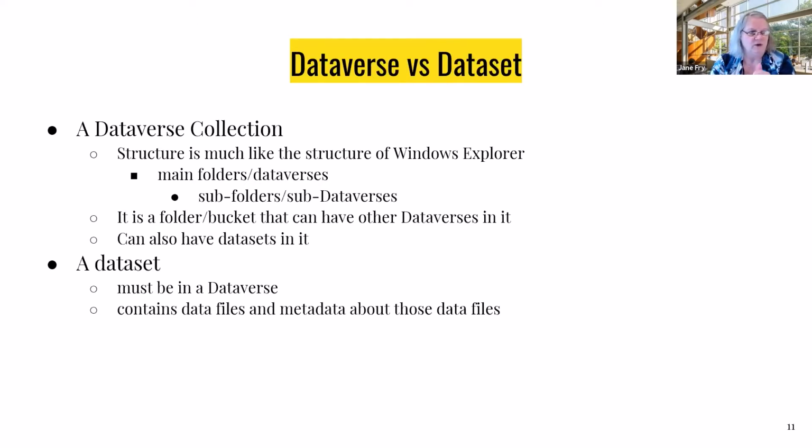So one of the main folders can have a folder or a bucket within it that can have other Dataverses under it. And they can also have data sets in it. Now, a data set itself must be in a Dataverse. It cannot stand alone. And it contains data files and the metadata about those data files. Next slide, please.